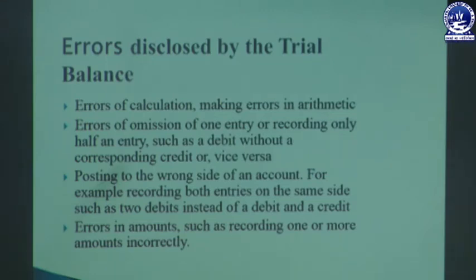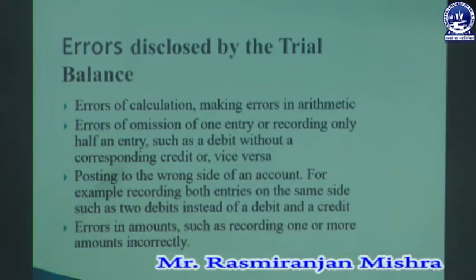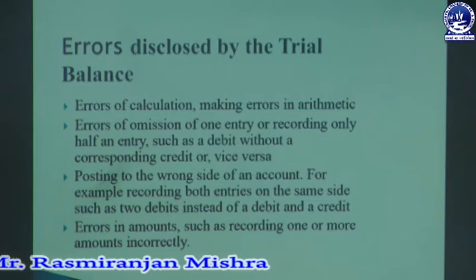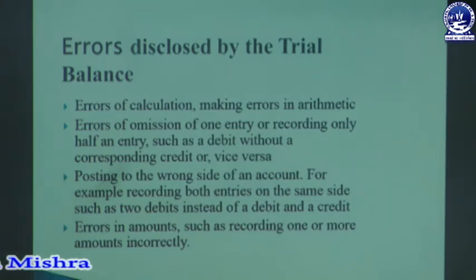The second one is error of omission of one entry, or recording only half an entry, such as a debit without a corresponding credit or vice versa. That means credit without a corresponding debit. One account is debited but the other account's credit is omitted. In that case it is disclosed, because as per the dual aspect concept, debit must equal credit. Where there is a debit, the corresponding credit must be there. If it is not, it is disclosed by the trial balance.